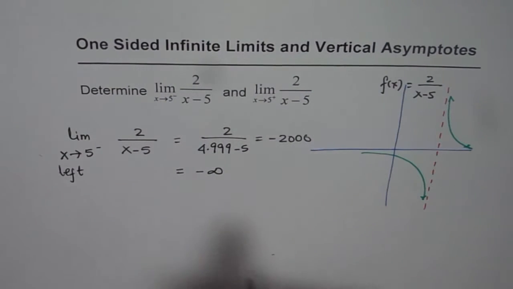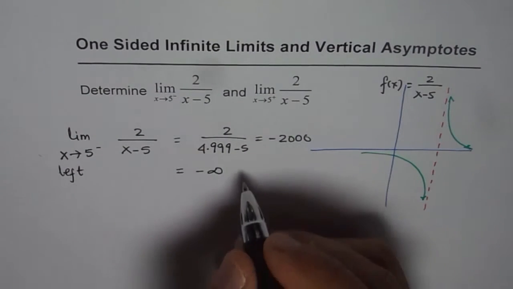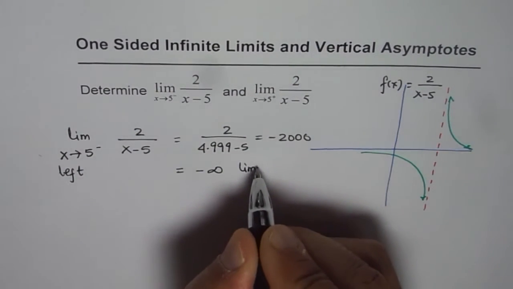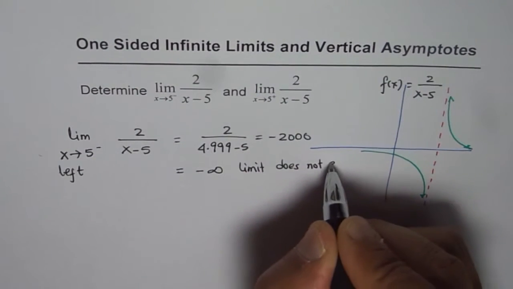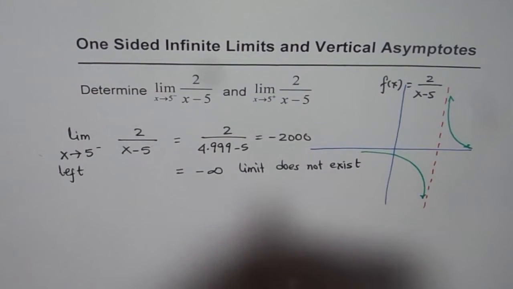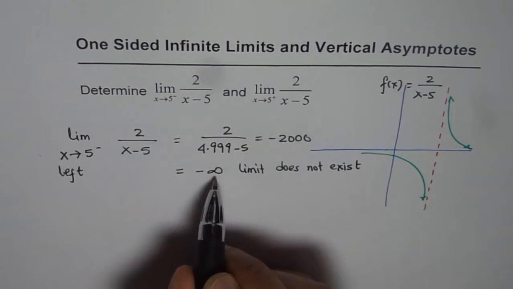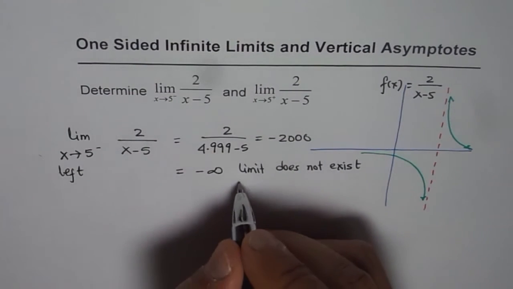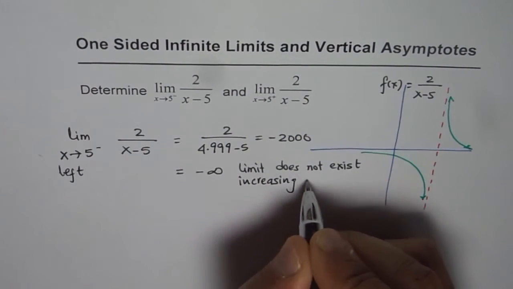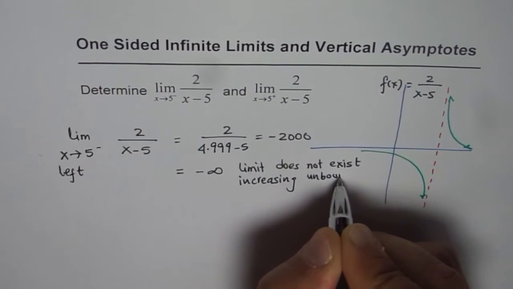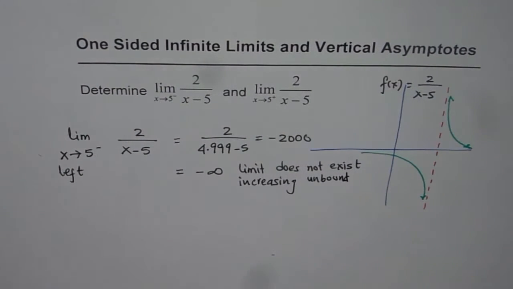Remember one thing, that infinity is not a number. So strictly speaking, we say the limit does not exist. Remember that part. The limit does not exist. We write minus infinity to indicate it's unbounded towards the negative side. So that is what we're trying to say here.